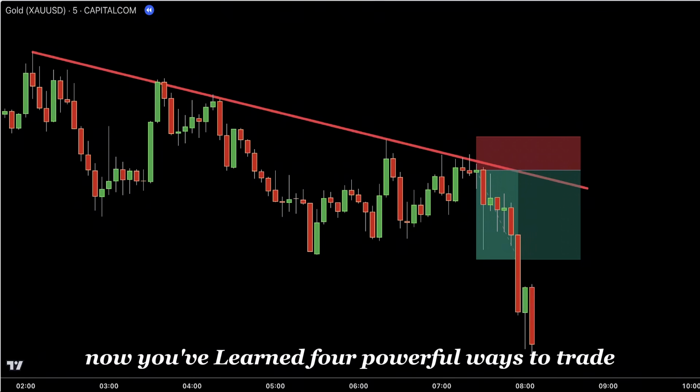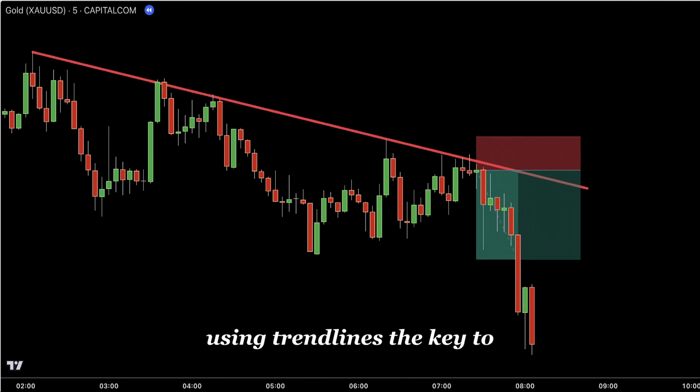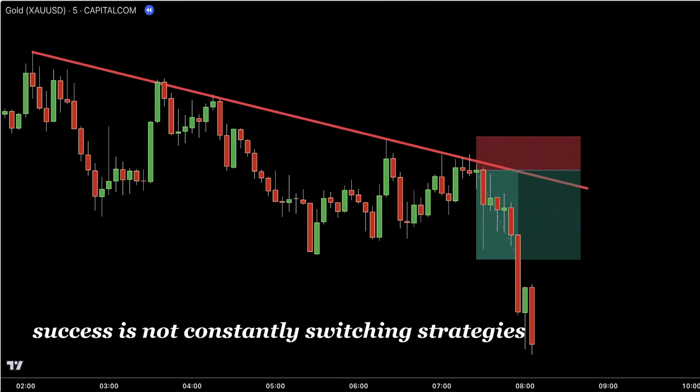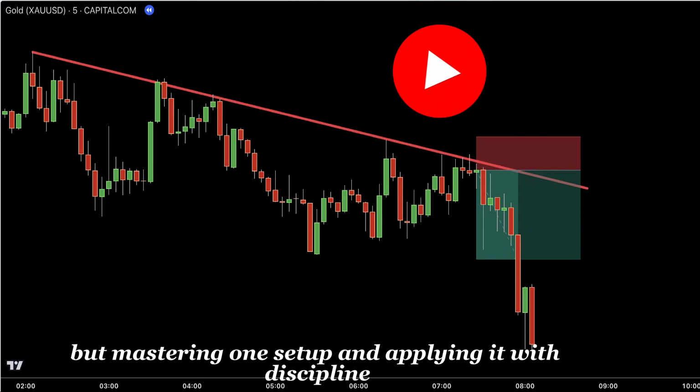Now, you've learned 4 powerful ways to trade using trend lines. The key to success is not constantly switching strategies, but mastering one setup and applying it with discipline.